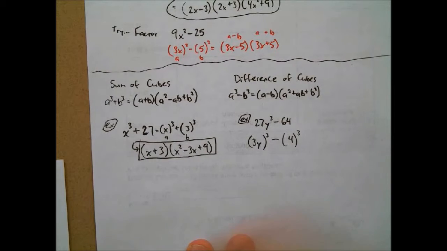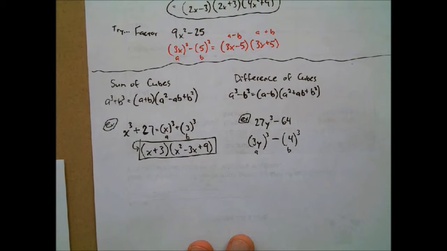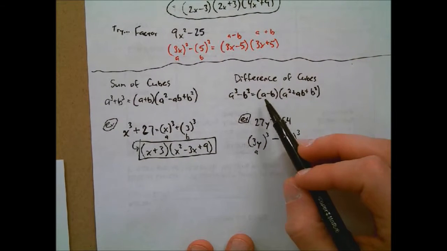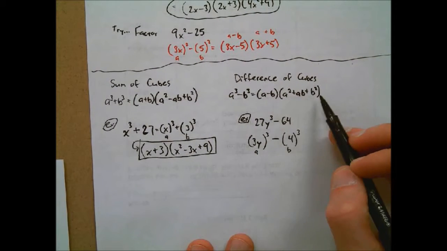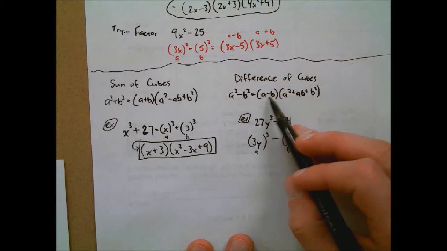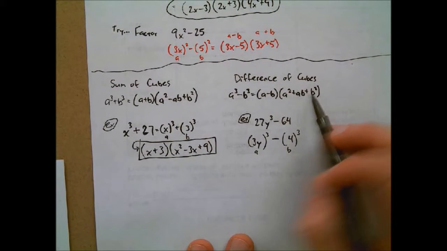That's A, and that's B again. Now for the difference of cubes, you can see there's a lot of similarities, right? You have the A, the B, you have the A squared, the AB, and the B squared. It's just the signs that change, right? We have a minus between the A and the B, and they have a plus between the A squared and the AB. But there's always that plus B squared at the end.